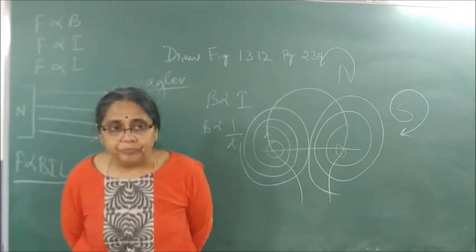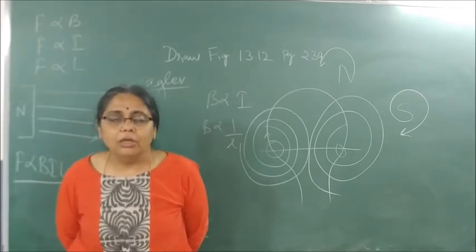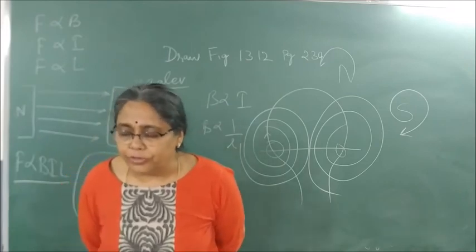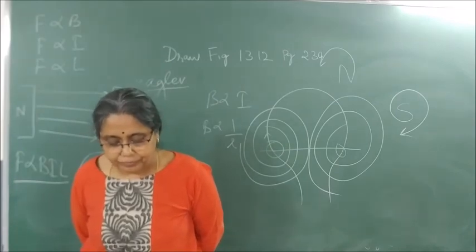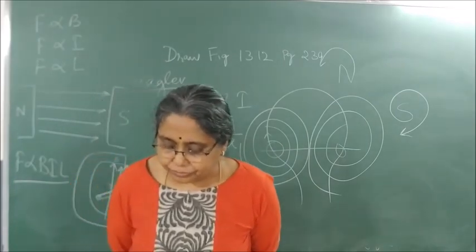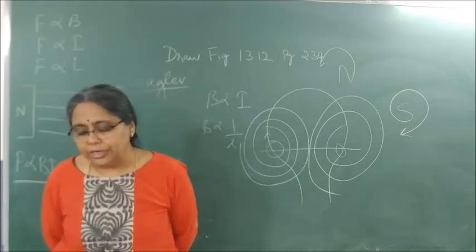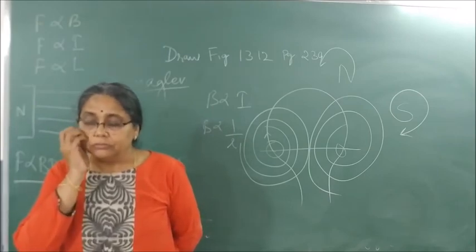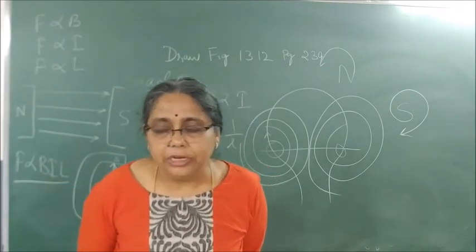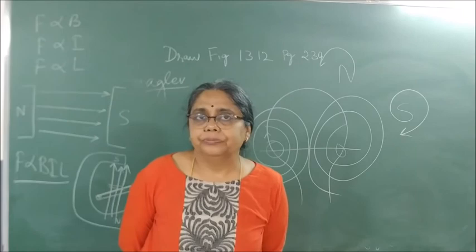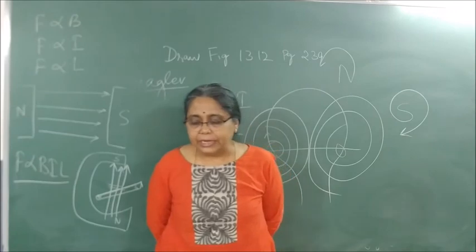How can I change it? By changing the current, by changing the polarity of the cell. Write the answer first: by changing the direction of current. Second, by changing the direction of the magnetic field.